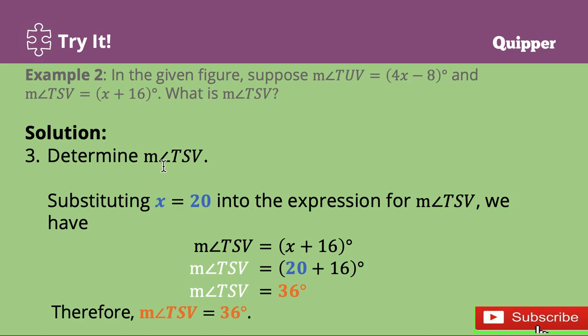Third, determine the measure angle TSV, or the inscribed angle, by substituting the value of x, which is equal to 20. Now, the expression for angle TSV is x plus 16 degrees. Now, our x is 20, so we have 20 plus 16 degrees. And 20 plus 16 is 36 degrees. Then our measure angle TSV is equal to 36 degrees.